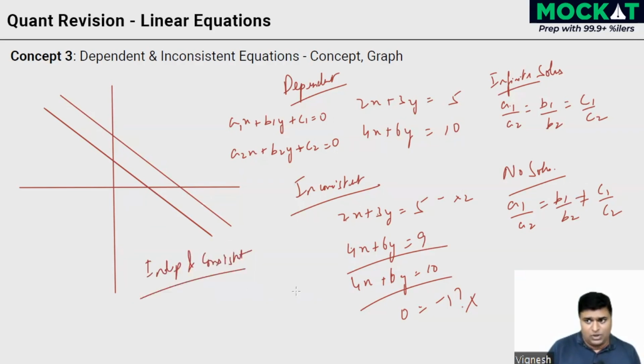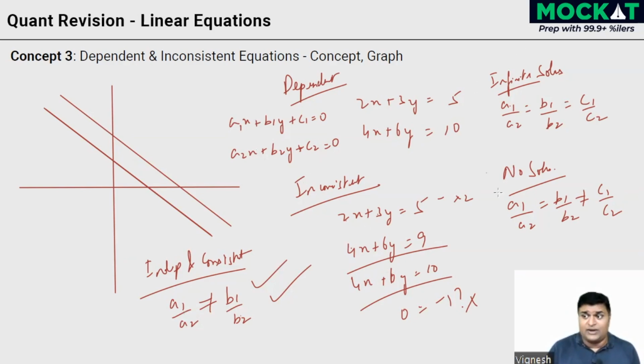So when do you become solvable? When your slopes are going to be different. That means if A1 by A2 is not equal to B1 by B2, that's it. It's definitely solvable. I don't care about the constants, whether it's equal to C1 by C2 or not equal to, doesn't matter. The moment A1 by A2 is not equal to B1 by B2, it's 100% solvable. The ratio of x coefficients is not equal to ratio of y coefficients. You can do that.